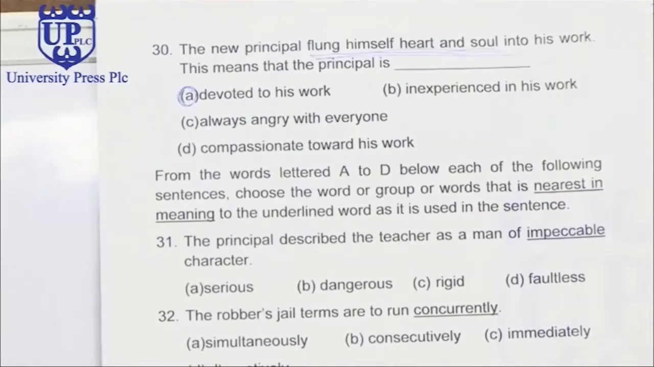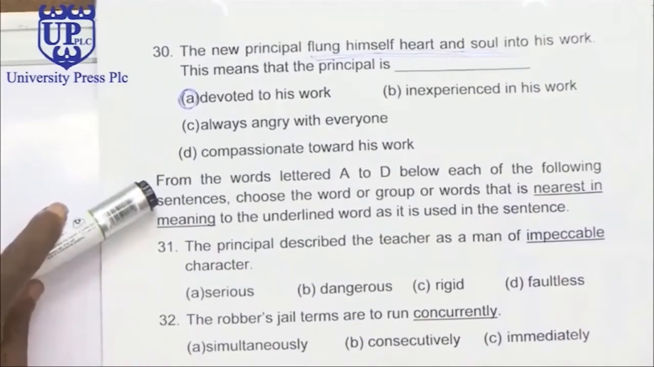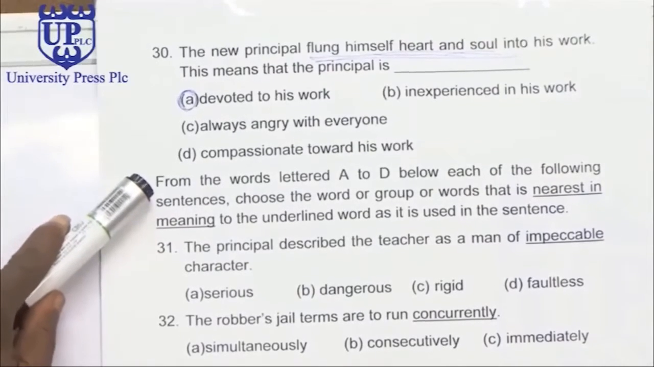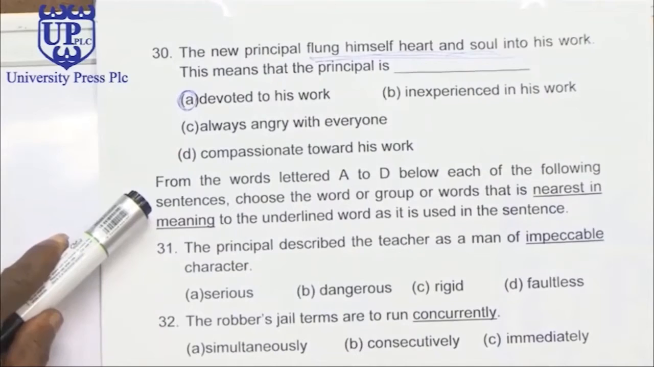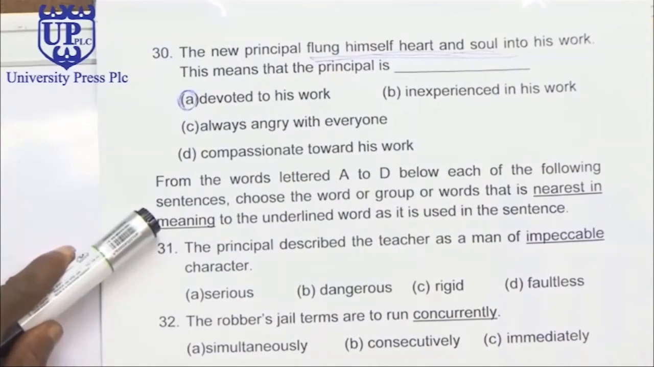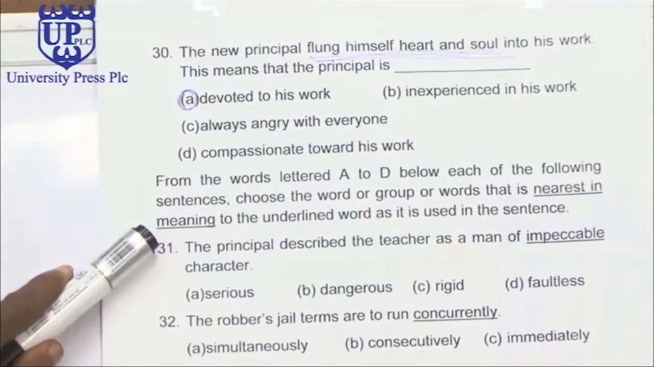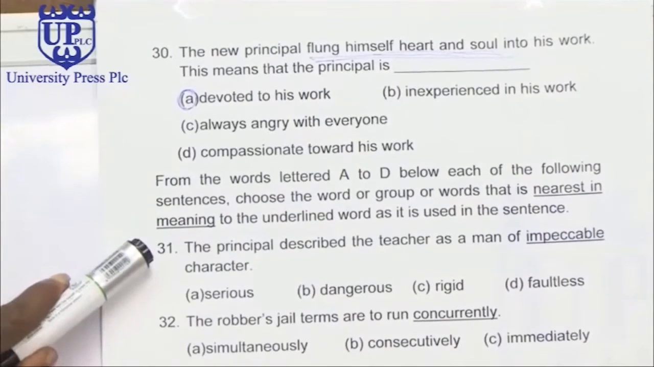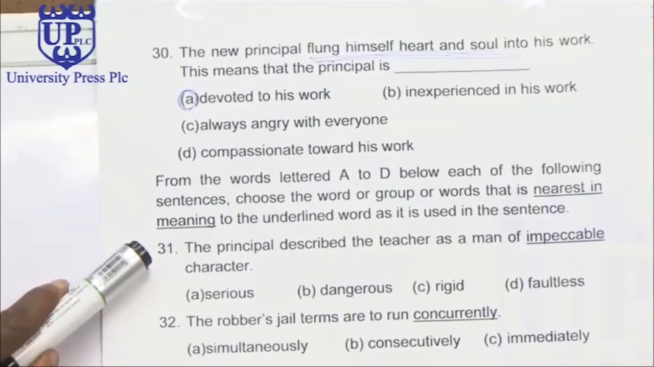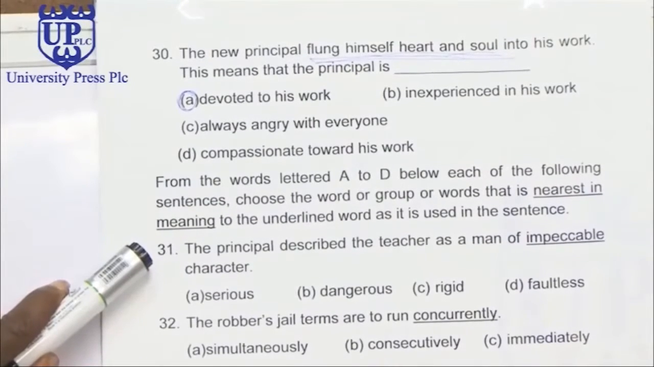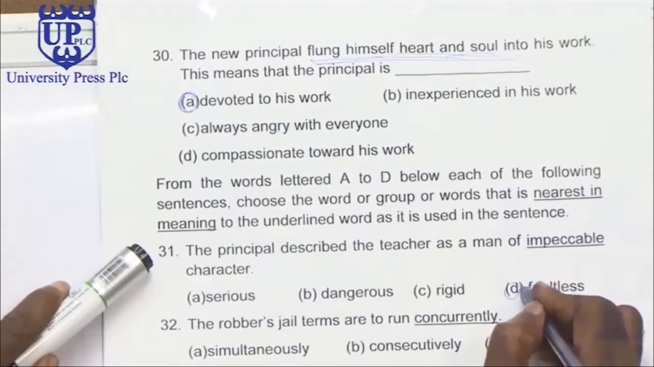Then I have section 4, which is the nearest in meaning. From the letter A to D, below each of the following sentences, choose the word or group of words that is nearest in meaning to the underlined word as it's used in the sentence. 31. The principal describes the teacher as a man of impeccable character. Impeccable character. What does it mean? Impeccable means faultless. Impeccable. Faultless.